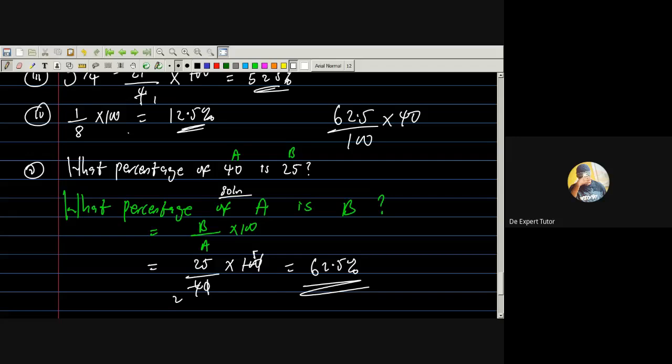Okay, 62.5 times 40 divided by 100. The answer will give you 25. So that shows that it is correct. So that's how to do it.